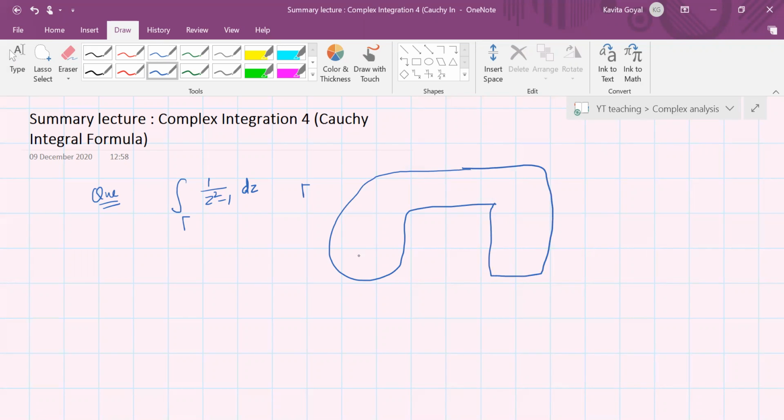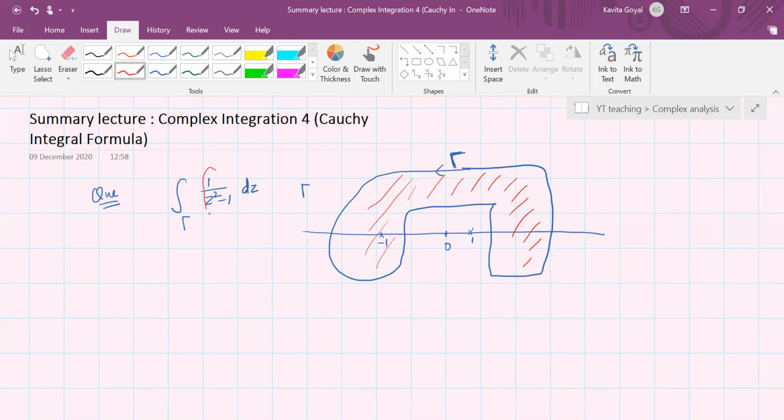You are given a curve like this. Here is the point 1, here is the point 0, and here is the point minus 1 somewhere here. See, this is your gamma. Now we know that if the function is analytic on and inside your curve, then the integral is 0.